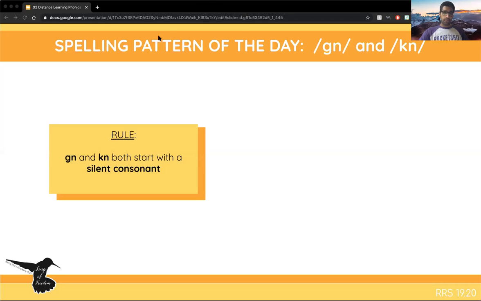Let me say that one more time. The G and the K are silent. You're not going to say G and you're not going to say K. They both make the sound N. I want you to say that with me. N.